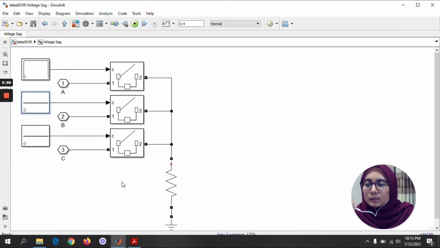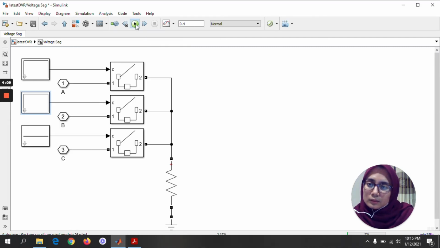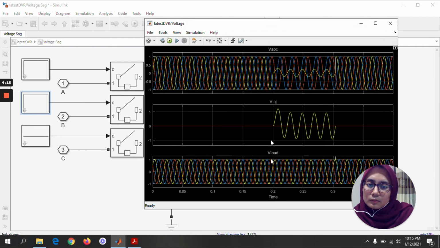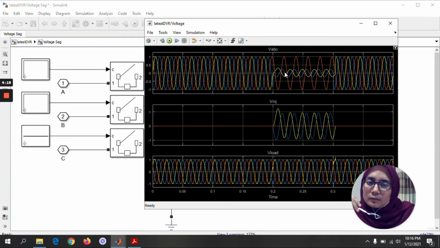Next, for the double line to ground fault, we choose phase A and phase B to have the sag condition, and then we run the simulation and get the result. Okay, this is the result for the double line to ground fault. So the step down transformer will be like this.